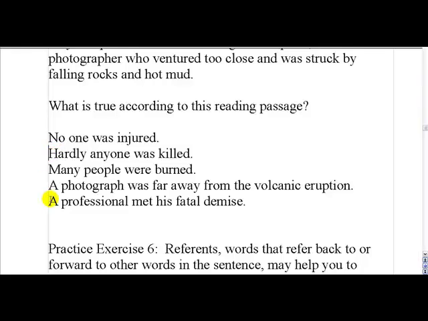And then the last answer choice E, a professional met his fatal demise. I think professional is a synonym for the word photographer. And then met his demise, fatal, means to die or to be killed, is similar to only one person was killed. So I think here answer choice B and answer choice E are your best answers.